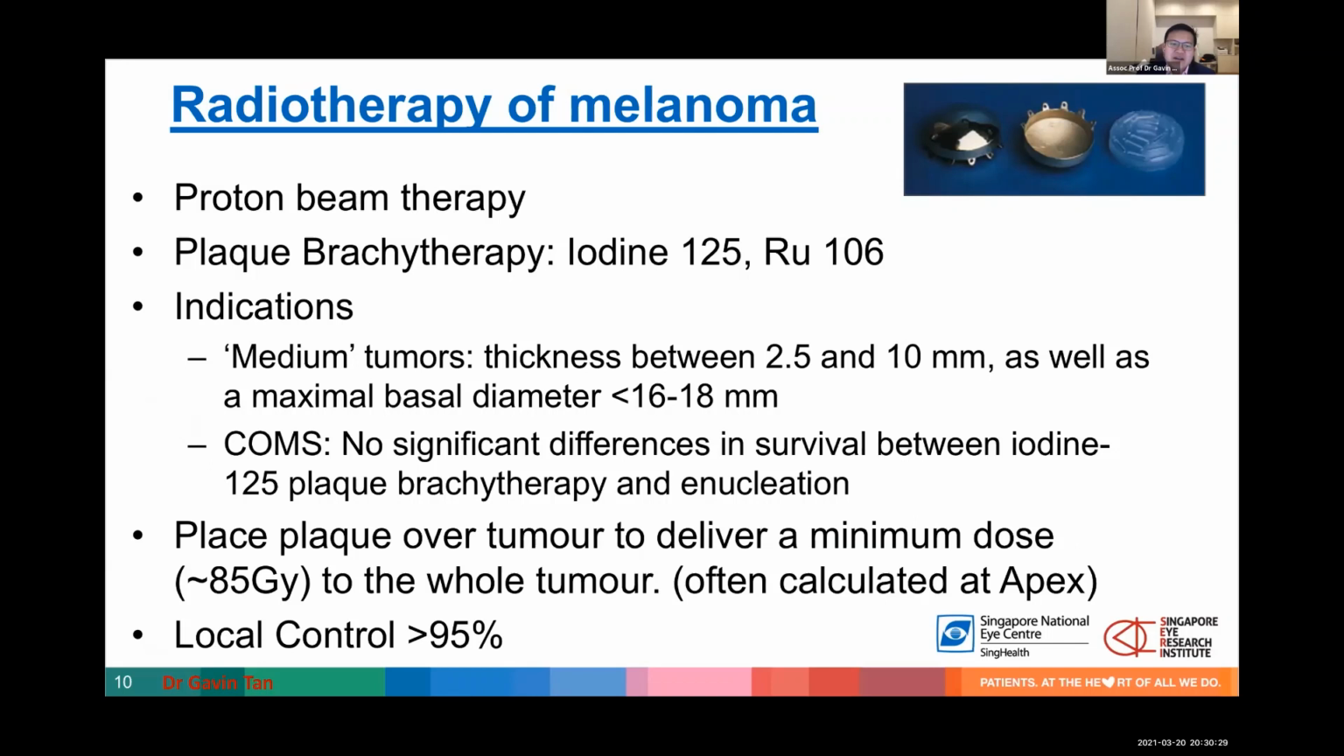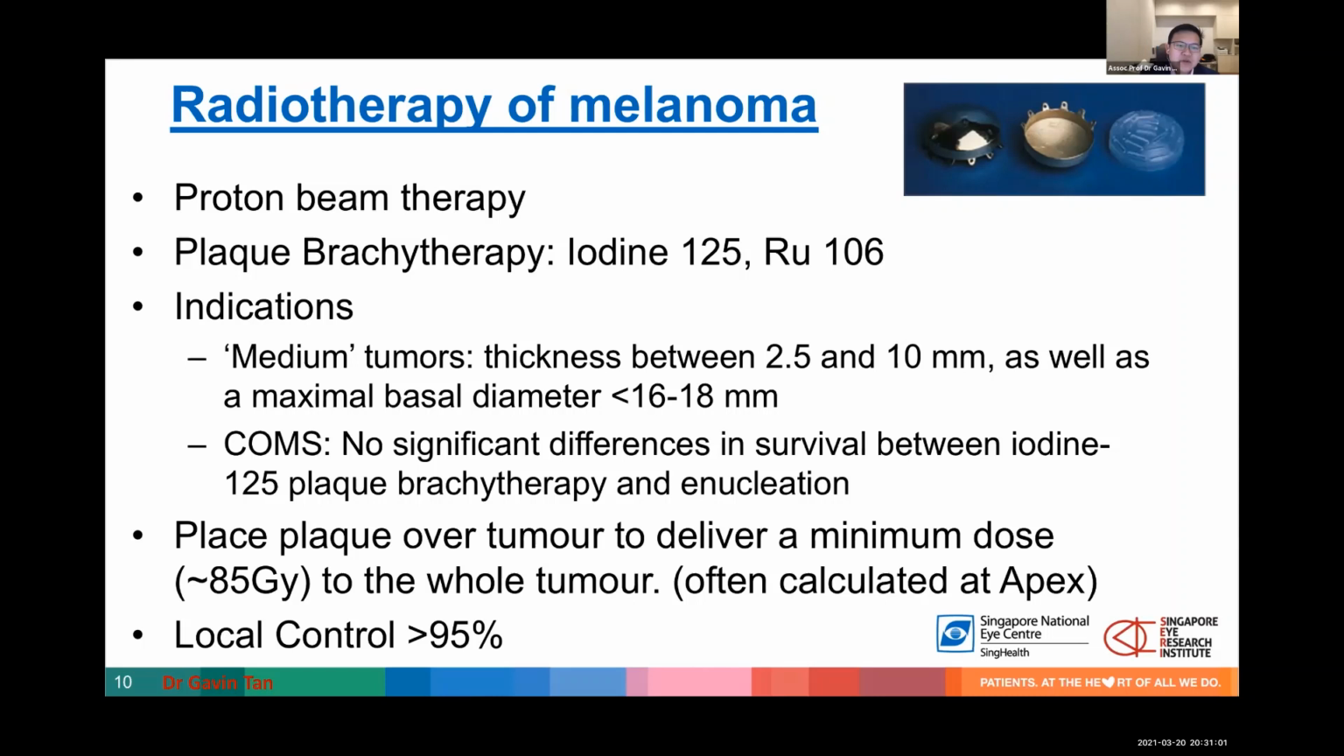And you also have a maximal base. If the tumor is too large, it becomes difficult to get a plaque that will cover the entire expanse of the tumor. And the important study that really drove the popularity of this modality of treatment is the COMS study, which found the important thing: no significant difference in survival between patients who had the globe-sparing iodine-125 plaque brachytherapy compared with enucleation.